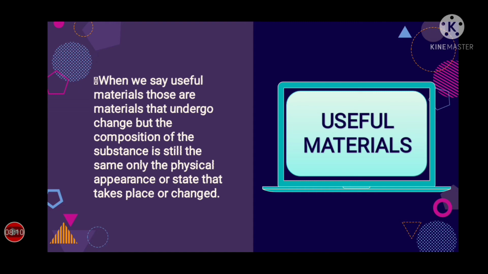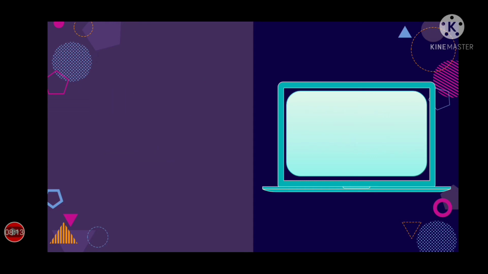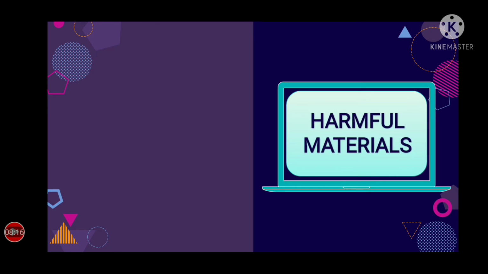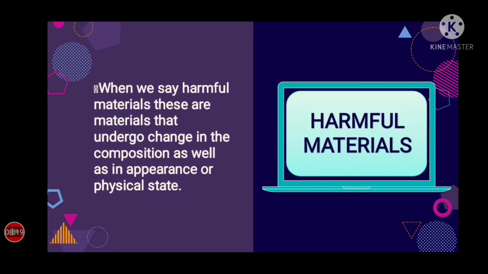Yun yung useful materials. And when we say harmful materials, it is materials that undergo change in composition as well as in appearance or physical state. So, ito yung mga materials na, halimbawa, nag-undergo na siya ng change, mag-undergo din ng change yung physical appearance niya, yung substance na content niya. For instance, yung charcoal, it was a tree. Yung substance ng tree is magkaiba sa substance ng charcoal.